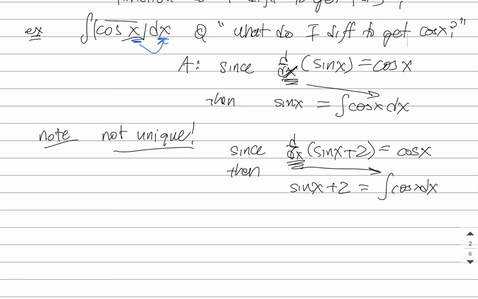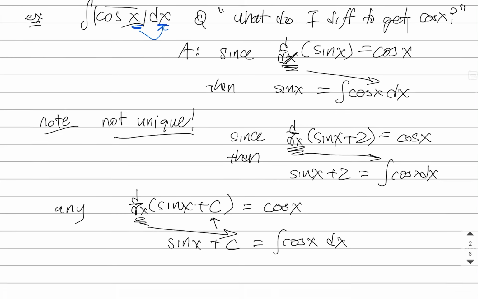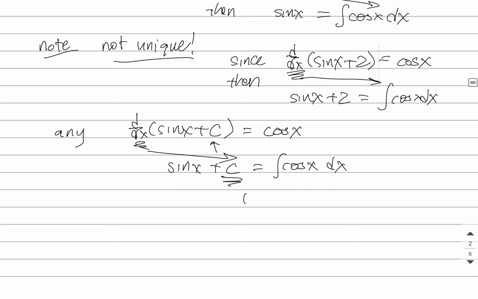And in fact, any derivative of sine of x plus c, where c is just some arbitrary constant, would equal cosine, so that when I switcheroo, sine of x plus c will be the antiderivative of cosine. So you get infinitely many antiderivatives. And that's just a byproduct of the nature of the question here.